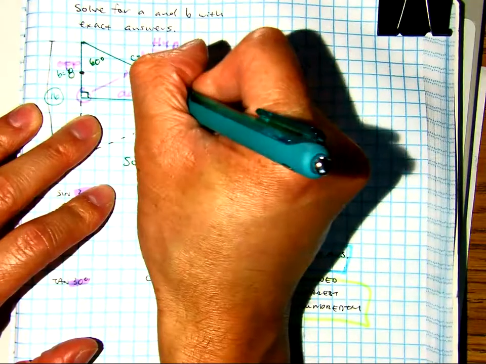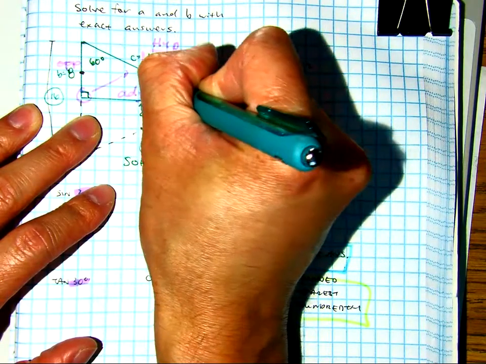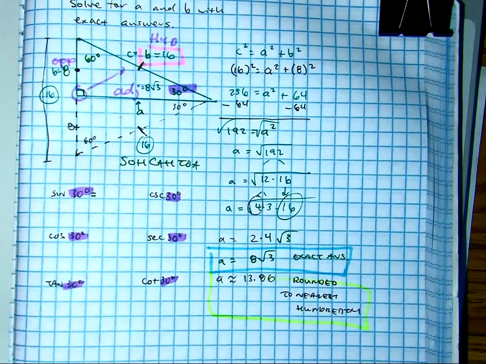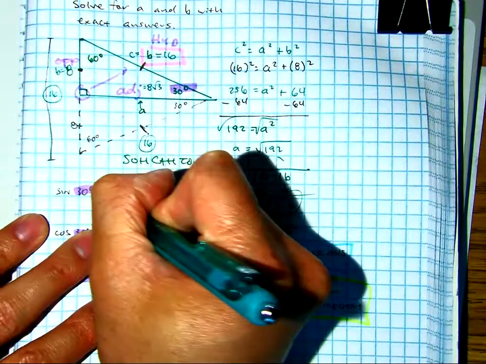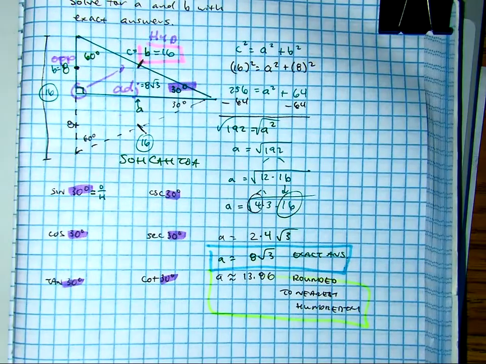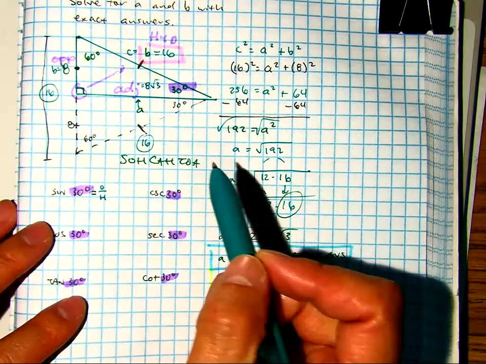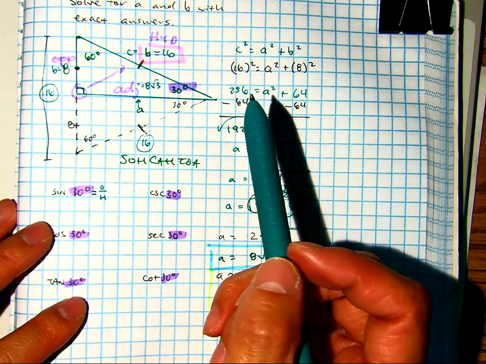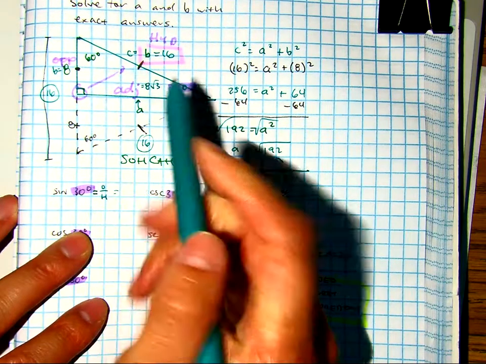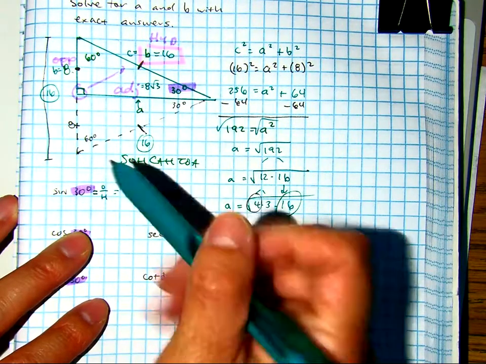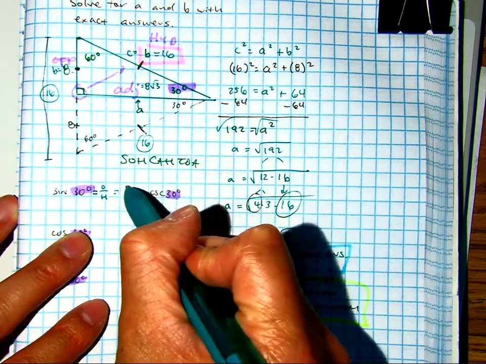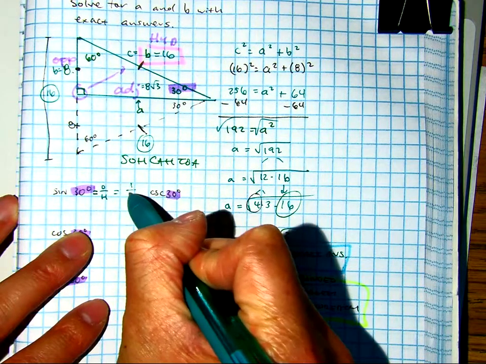So you said opposite over the hypotenuse. What is that going to be, Lillian? 8 over 16, which reduces to 1/2. Raise your hand if you got that. Good job.